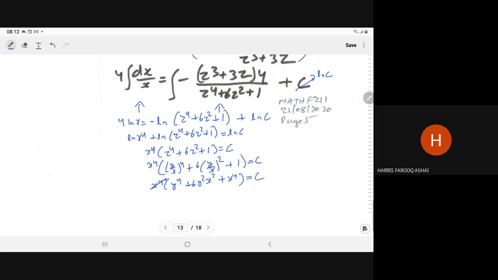Here you can note that this is the arbitrary constant, and I have told you that the number of arbitrary constants in the solution will be the same as the order of the differential equation.